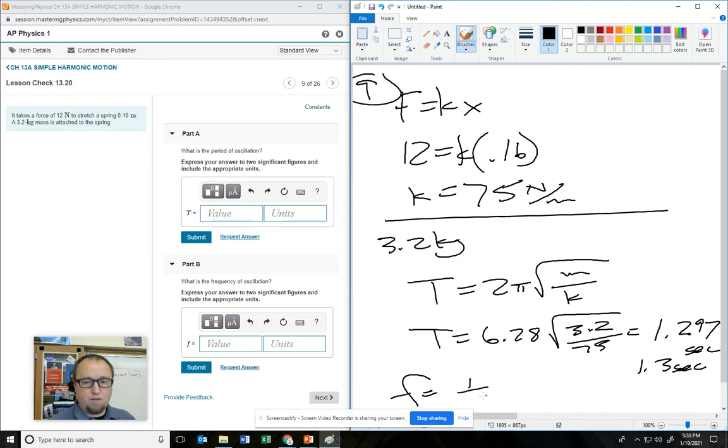Frequency is 1 divided by period. There we go. Oh, and the units. The units for frequency will be hertz, Hz.